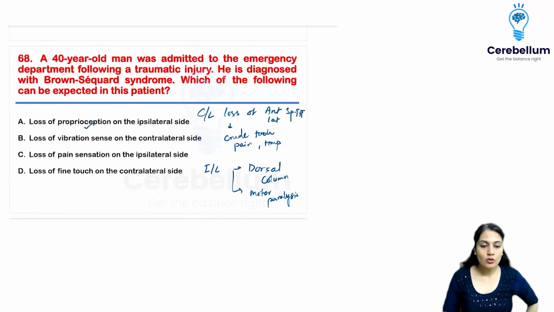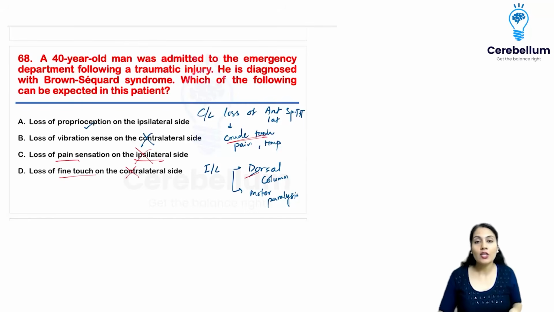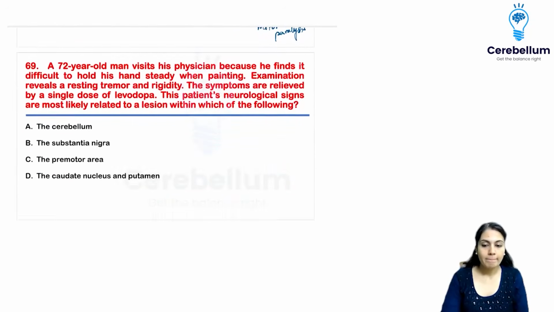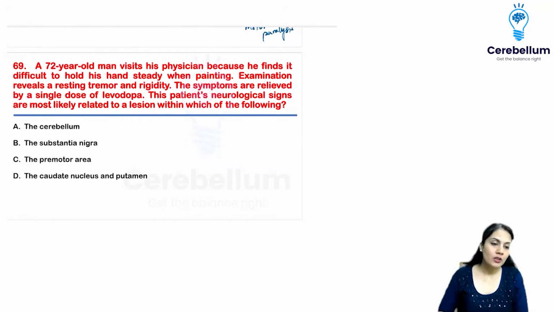Loss of vibrational sense on the contralateral? No, vibration is also carried by the dorsal column. The proprioception is also carried by the dorsal column, so both will be gone on the ipsilateral side. Pain sensation will be lost on the contralateral, not ipsilateral. Loss of fine touch on the ipsilateral. Please remember, only the crude touch will be lost on the contralateral side. The fine touch is carried by the dorsal column pathway, so it is going to be lost on the same side. So proprioception is going to be the answer over here, option A. Let's move on to the next question.